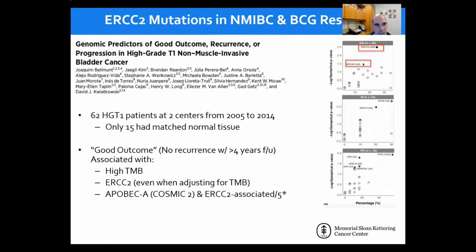If we look at data from the Dana-Farber group again, this is looking at 62 high-grade T1 tumors that were treated with BCG, and they divided their cohort into three groups: one was good outcome, those that had recurrence, and those that had progressive disease.